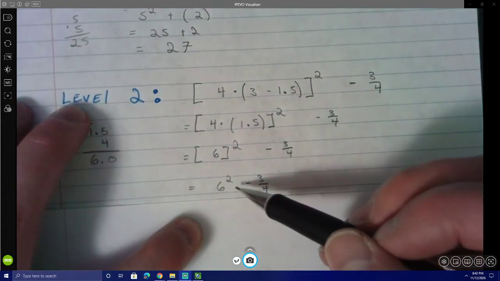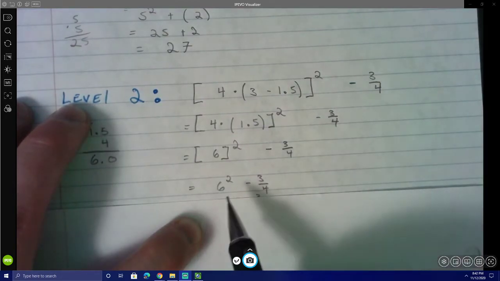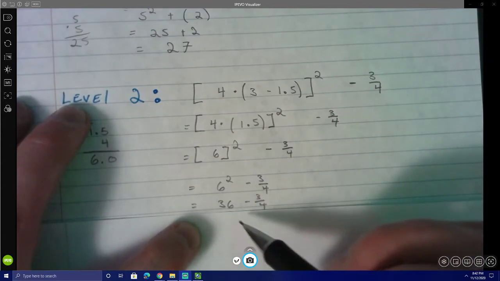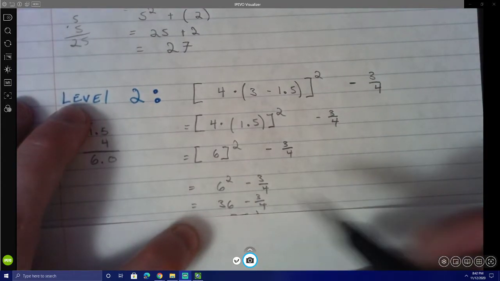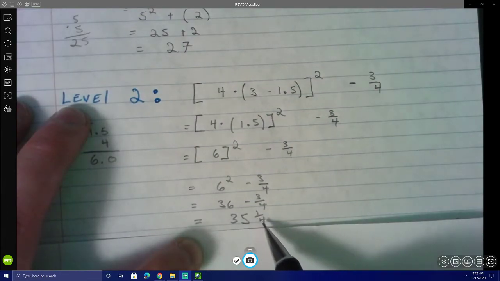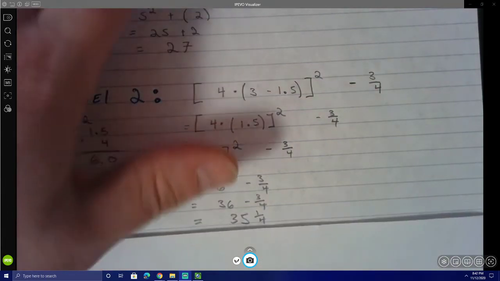From there, we work into our exponents. I know 6 squared turns into 36, and then we subtract our fraction from that, and our final answer would be 35 and 1/4. Let's try out level 3 now.